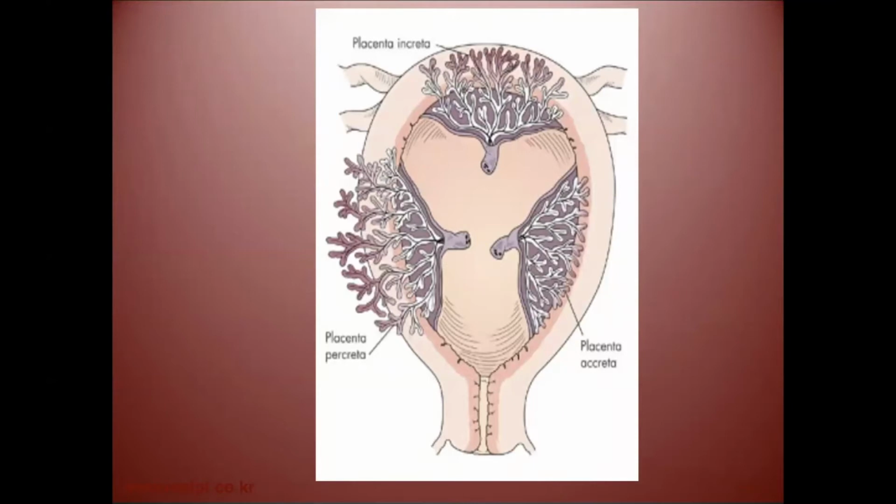Here the placental villi are attached to myometrium rather than the decidua. When the villi attach to myometrium, we call it placenta accreta. When the chorionic villi penetrate into myometrium, it's called placenta increta. Whereas placenta percreta extends into the uterine serosa or adjacent organs. Placenta increta and placenta percreta are rare disorders which represent 20% of cases of placenta accreta.